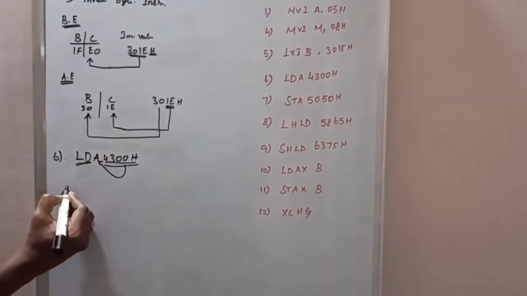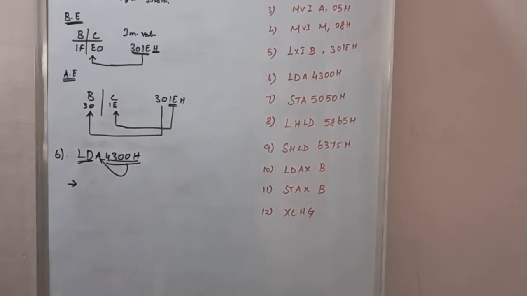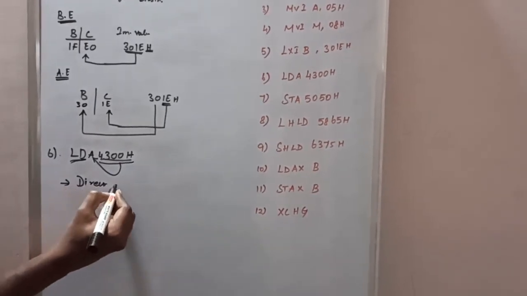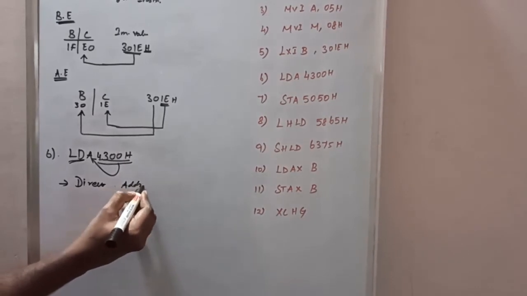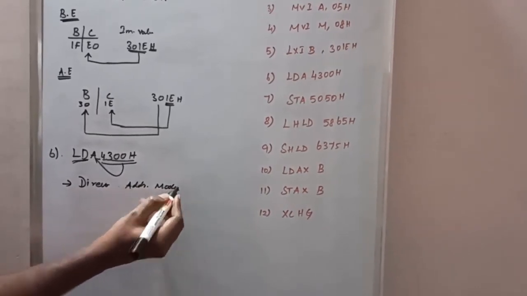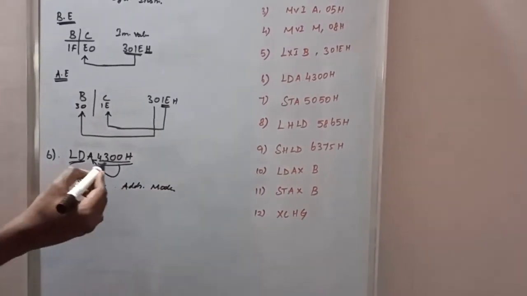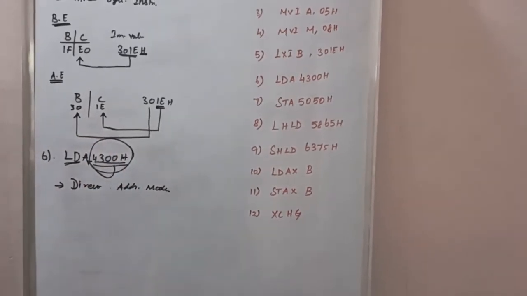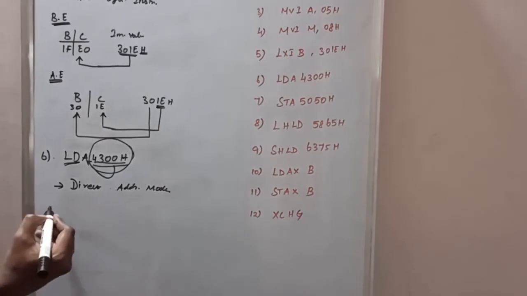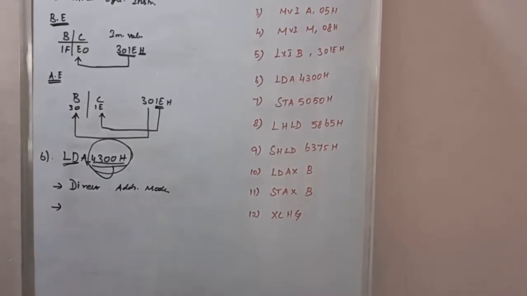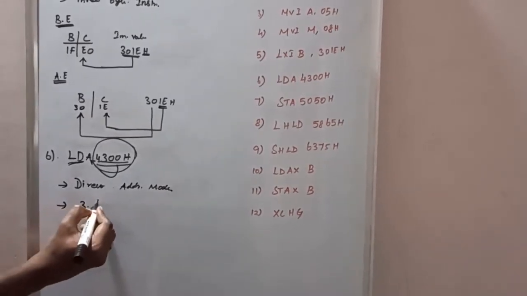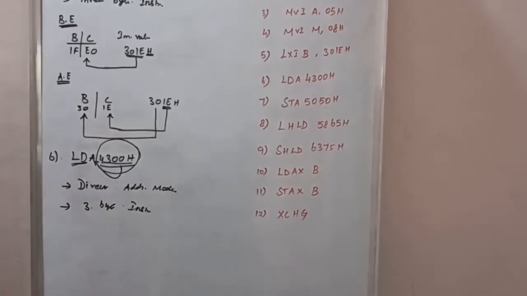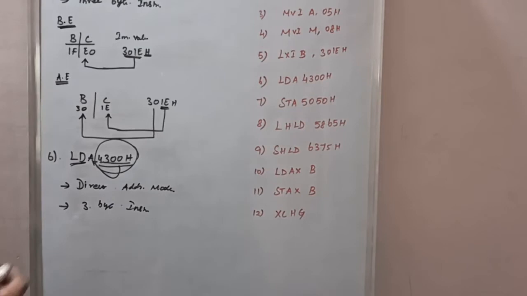This instruction comes under the direct addressing mode, because here the 16-bit value is considered as the address location. So, direct address location. Next, byte of instruction: it's a 3-byte instruction.